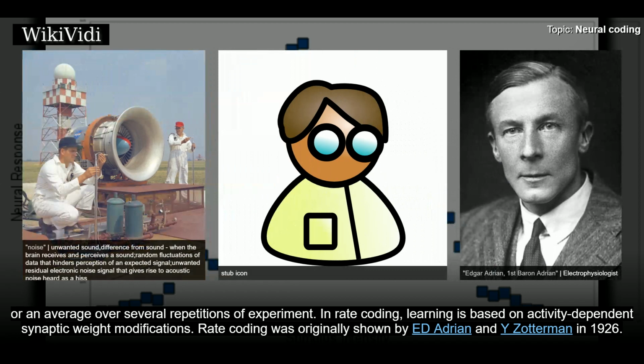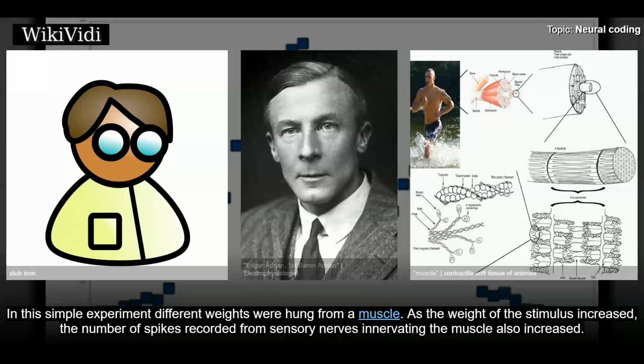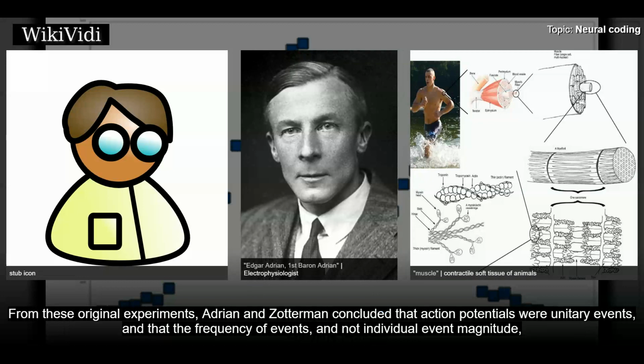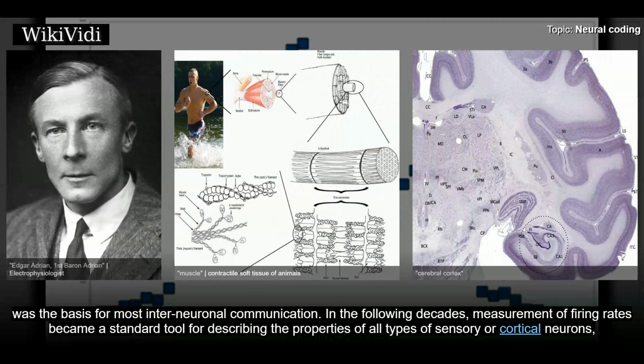Rate coding was originally shown by Ed Adrian and Yngve Zotterman in 1926. In this simple experiment, different weights were hung from a muscle. As the weight of the stimulus increased, the number of spikes recorded from sensory nerves innervating the muscle also increased. From these original experiments, Adrian and Zotterman concluded that action potentials were unitary events, and that the frequency of events, and not individual event magnitude, was the basis for most interneuronal communication.